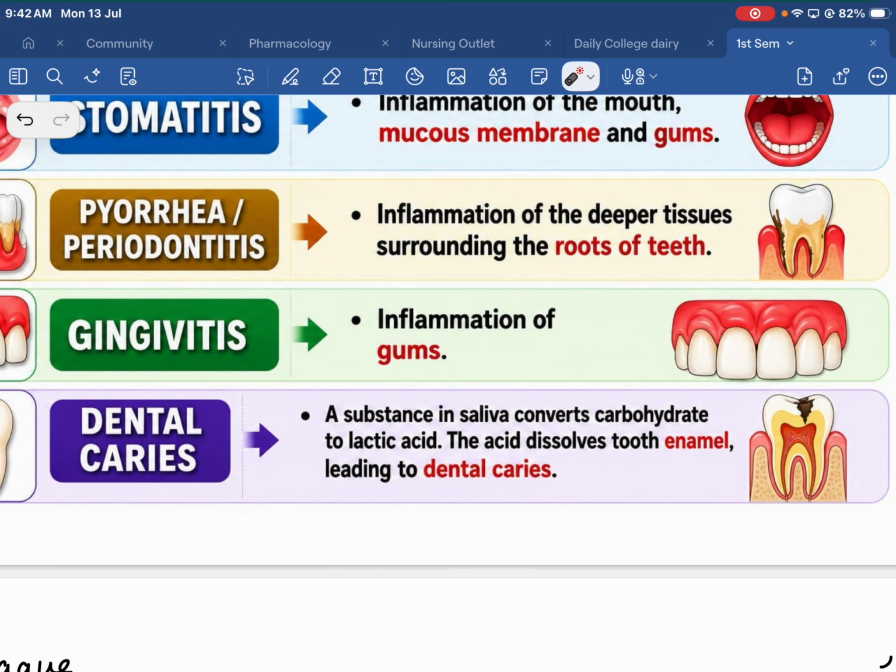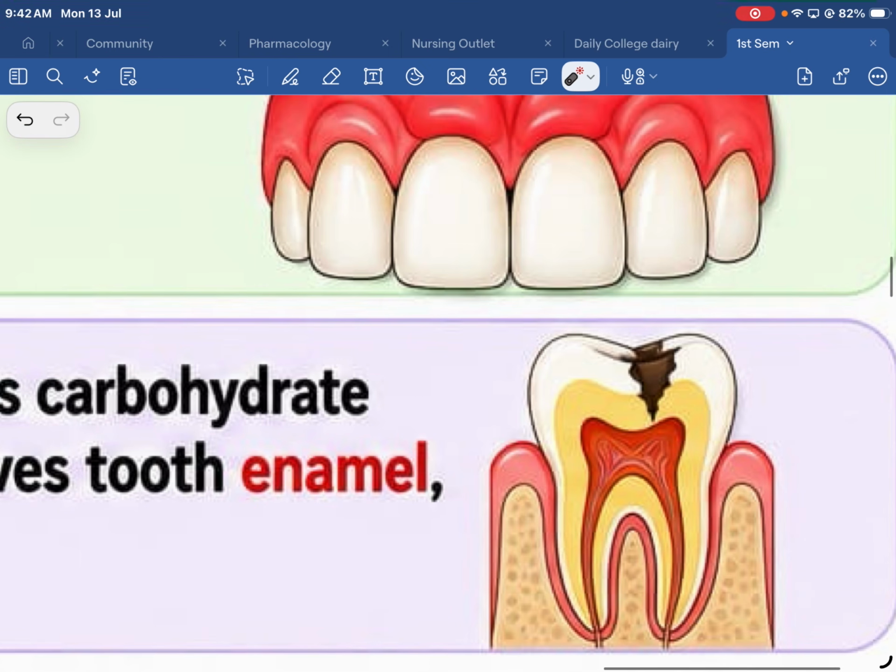This lactic acid will dissolve the enamel of the tooth. Whenever there is dissolving of the enamel, there is exposing of the inner aspect of the tooth. So that is called dental caries. Are you understanding? Can you see here? So there is exposing of the what? Inner aspect. Clear?